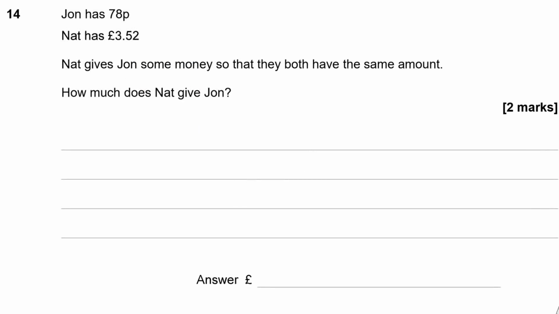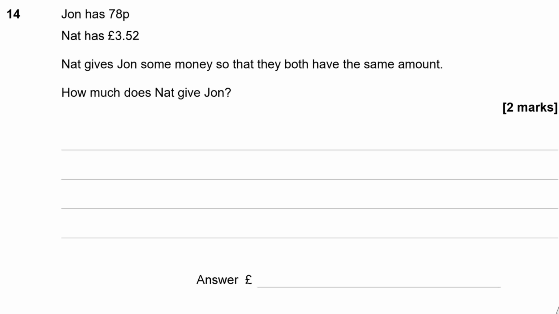Question 14. John has 78p, Nat has £3.52. Nat gives John some money so that they both have the same amount. How much does Nat give John? Oh, okay. Well, I think if we want to know what the same amount is, if we add both numbers together and then divide it by 2, we'll find out how much they have each, and then we can work out how much Nat must have given him.